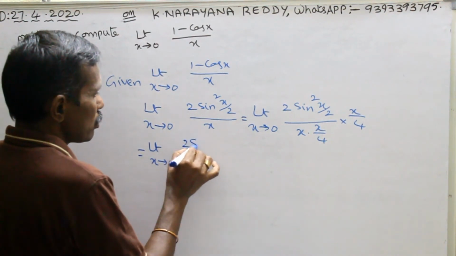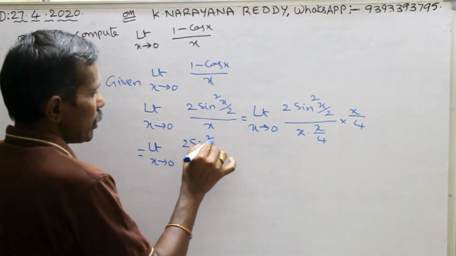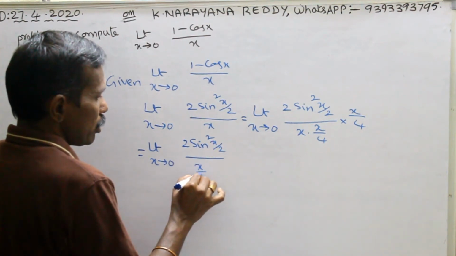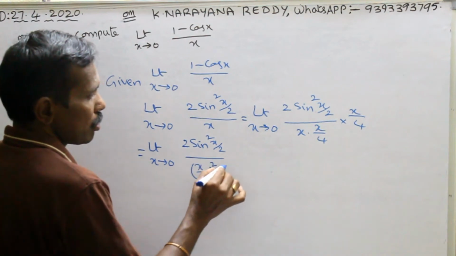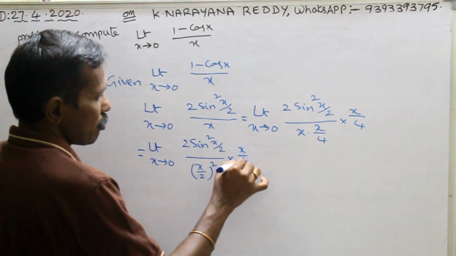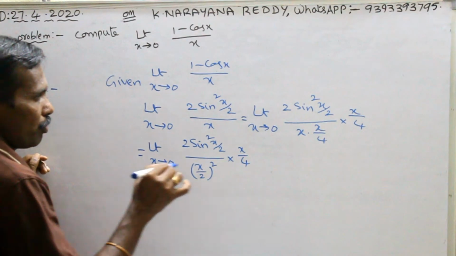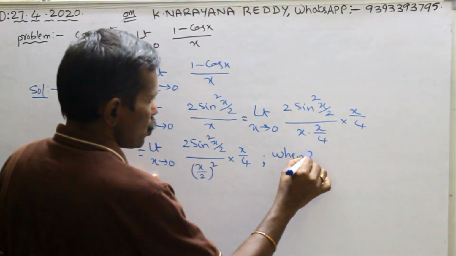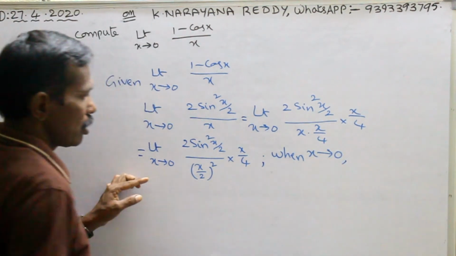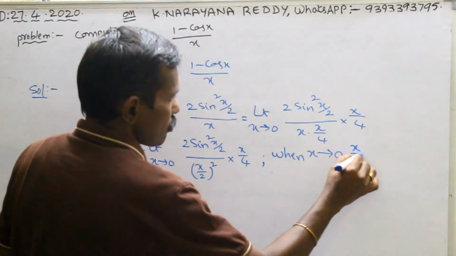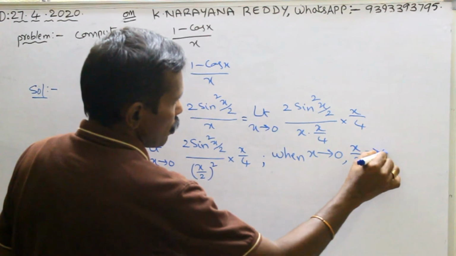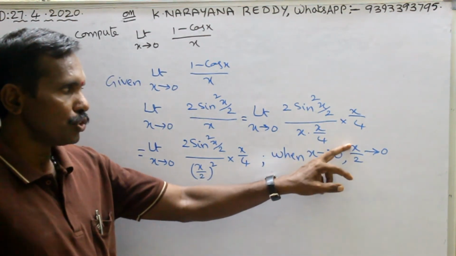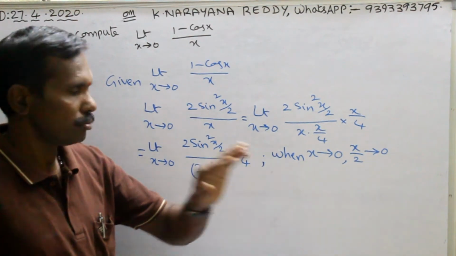That is equal to limit x tends to 0, 2 sin square x by 2, x square by 4, that means x by 2 whole square, into x by 4. Here you want to observe one thing. When x tends to 0, x by 2 also tends to 0. Why? Because x is 0 means 0 by 2 is nothing but 0.